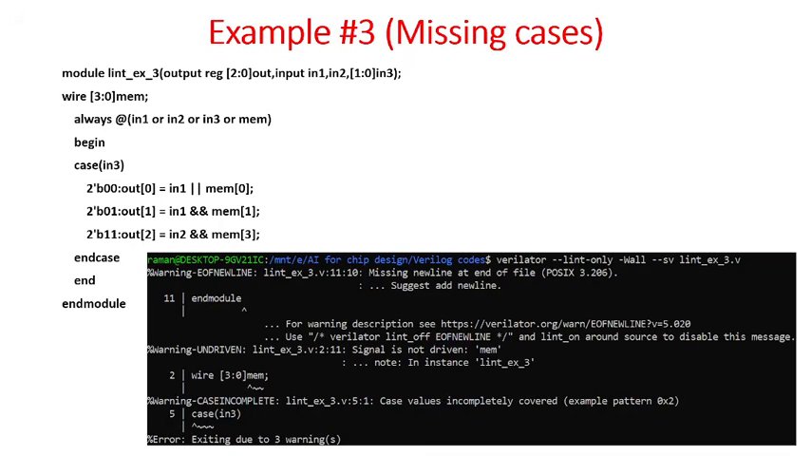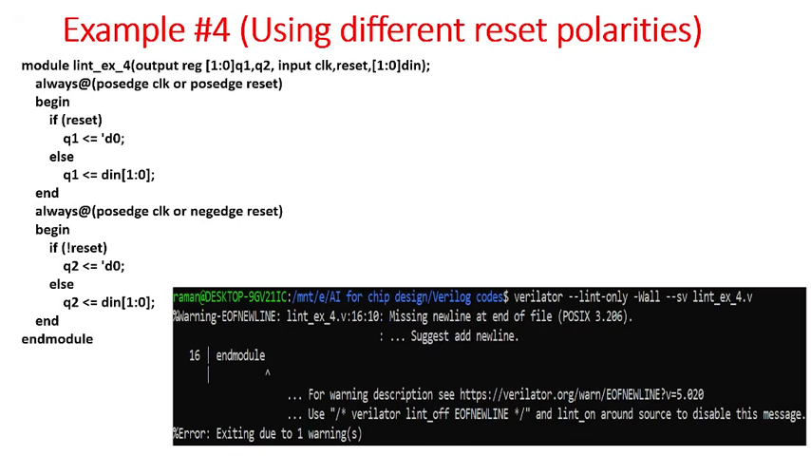So okay, mem of 0, mem of 1, mem of 2 we are using. Okay, mem of 3 we are using. But we are not using mem of 1. Okay, that is one mistake. And another case is in the line number 5, case value is incompletely covered. Example pattern 0x2. That means 2'b10 has not been covered. So two linting errors it has captured. Verilator has captured. So this log is based on the WSL.